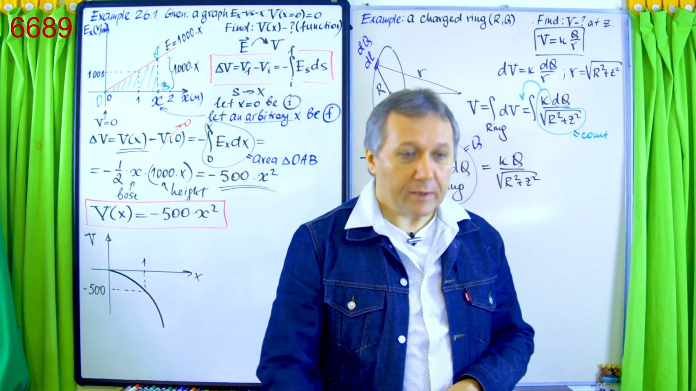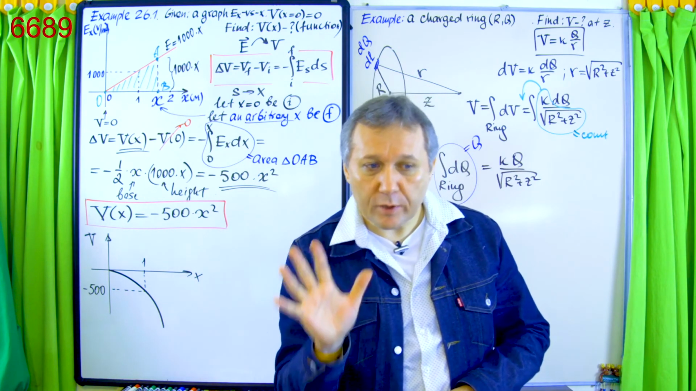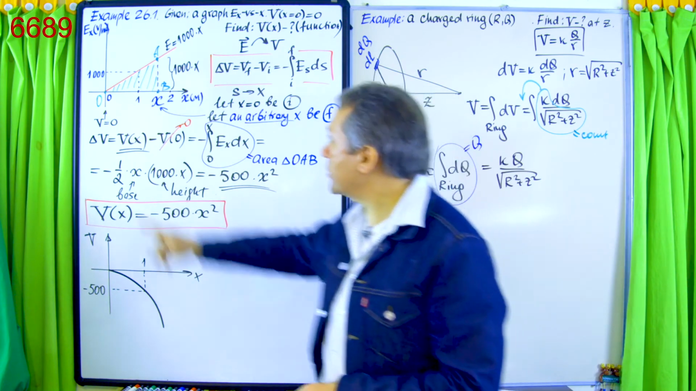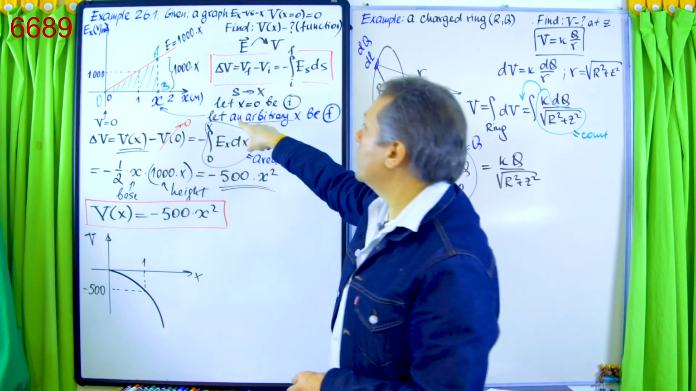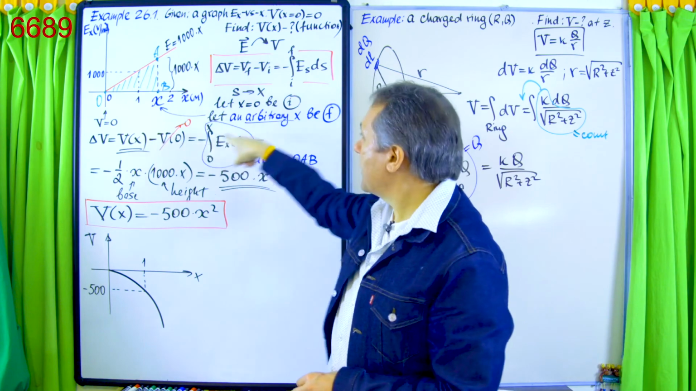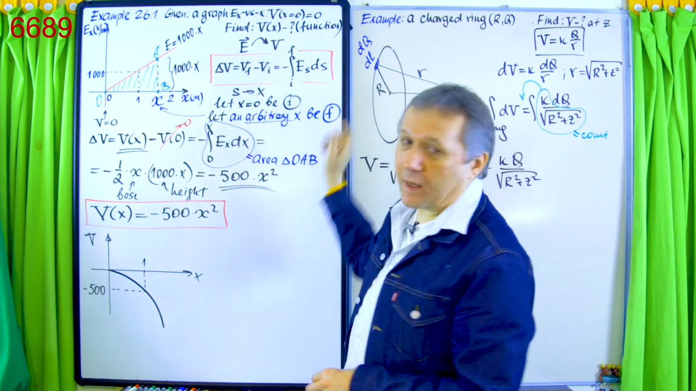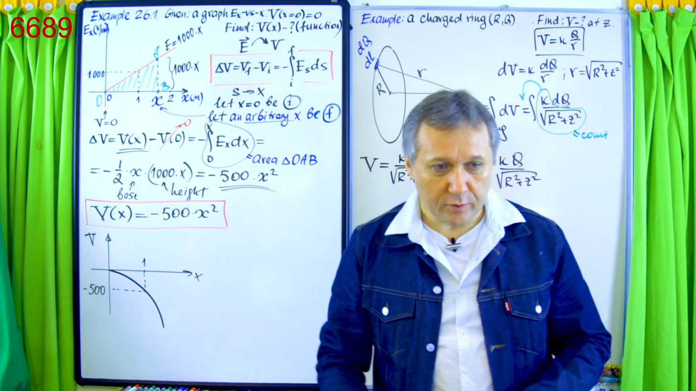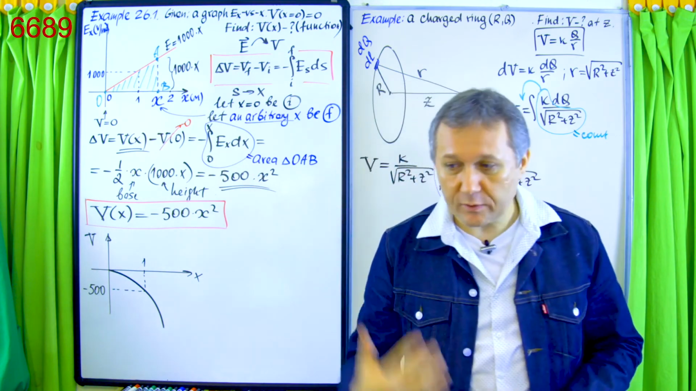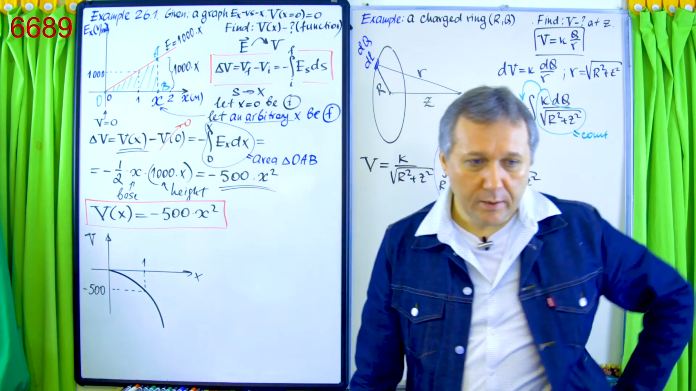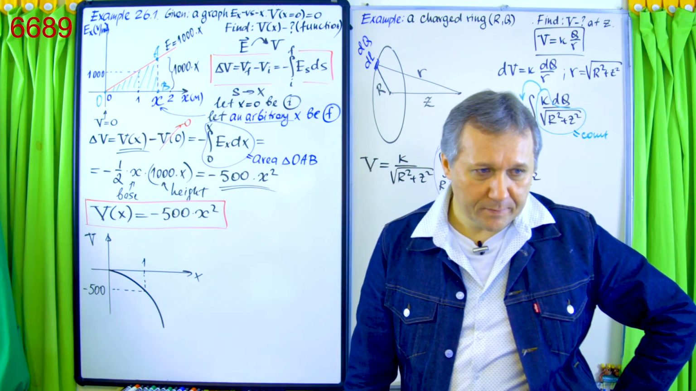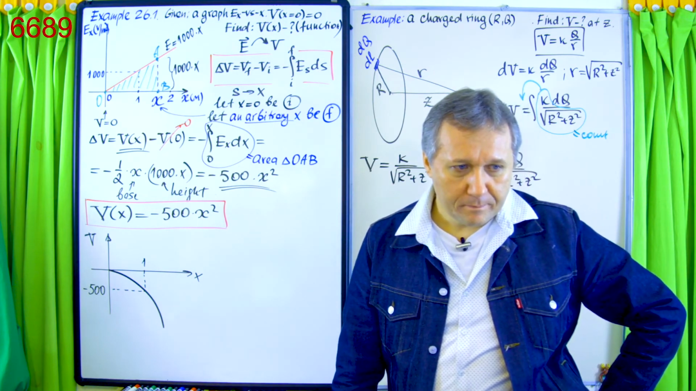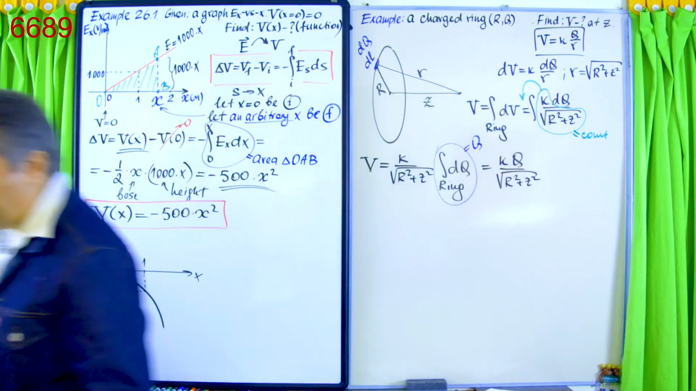Right. But again, I emphasize, if the question was about finding the electric potential at point 1, we would take that point 1 as our final point. But since in this problem the question was about a function, we had to take an arbitrary x. Okay, so that's the example.